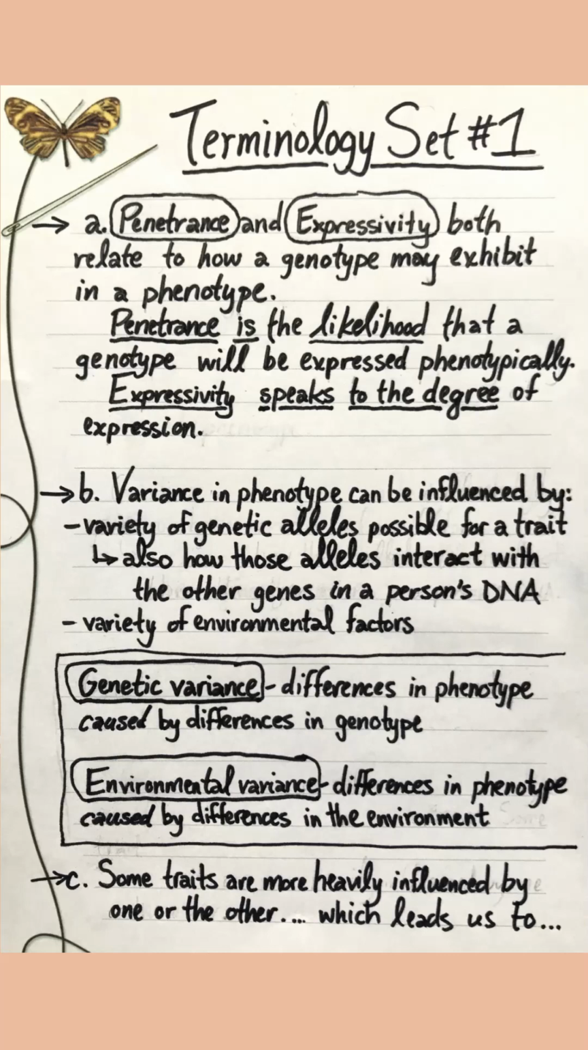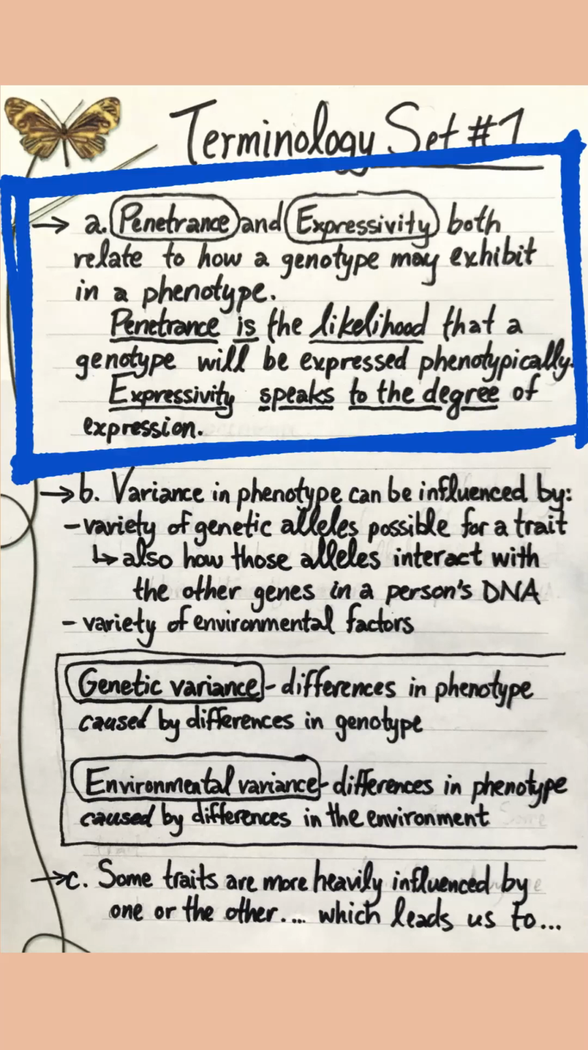Starting with the ideas of penetrance and expressivity, they both relate to how a genotype may exhibit in a phenotype. Remember, genotype is the actual alleles that they have. That would be the capital T or the lowercase t that we were talking about earlier for a trait being dominant or recessive. And then the phenotype is what it actually looks like. I think phenotype, photo. So phenotype is what it physically looks like.